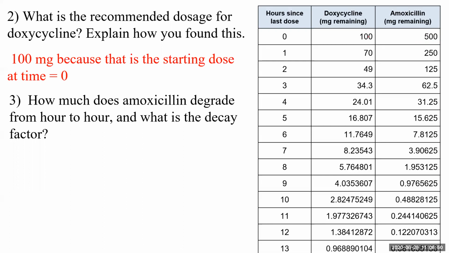How much does amoxicillin degrade from hour to hour? And what is the decay factor? Look at amoxicillin. It starts at 500, right? And then it breaks down. By the hour, it's broken down to 250. Isn't that half? Okay, so half. So decay factor is 1 minus 0.5, and that is still 0.5.